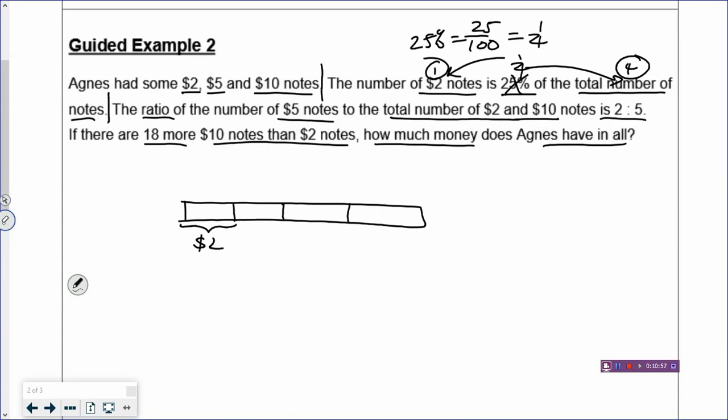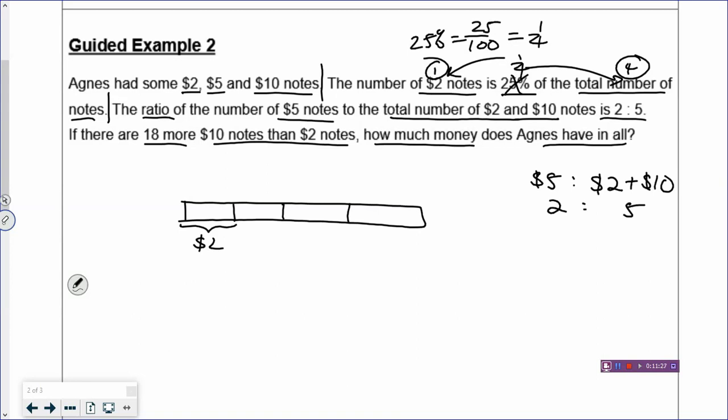Now the ratio of the $5 notes to the total number of $2 and $10 notes is 2:5. All right, so how do we do that? How do we draw out the model? Now it means that the ratio of the $5 notes, or if you write down the ratio, $5 to the total number of $2 and $10, the ratio is 2:5.